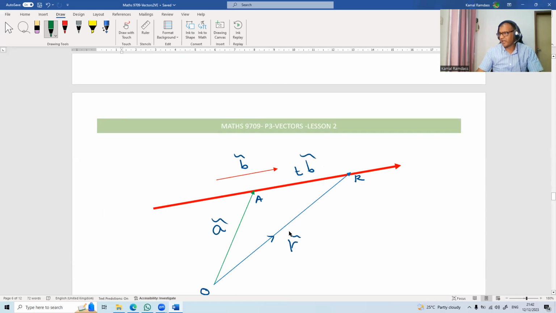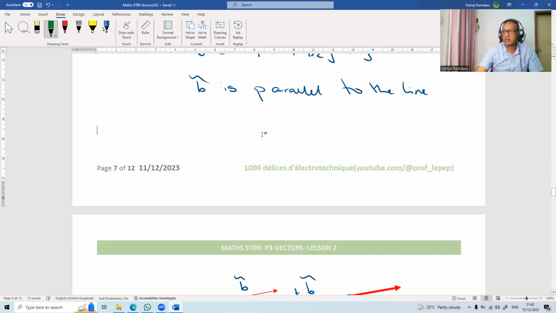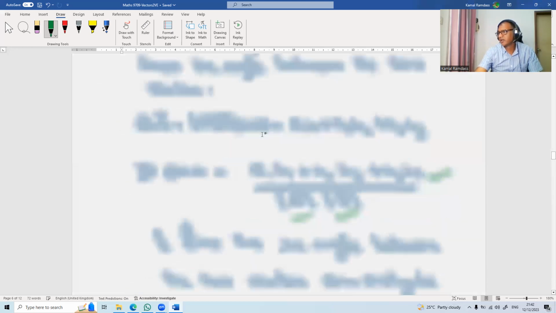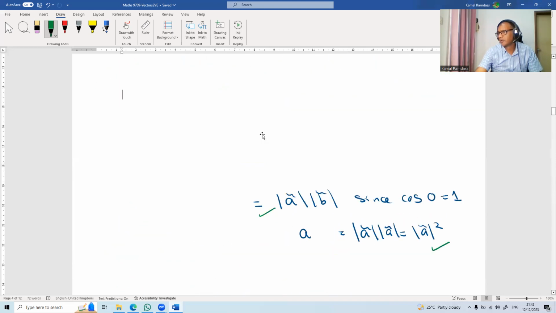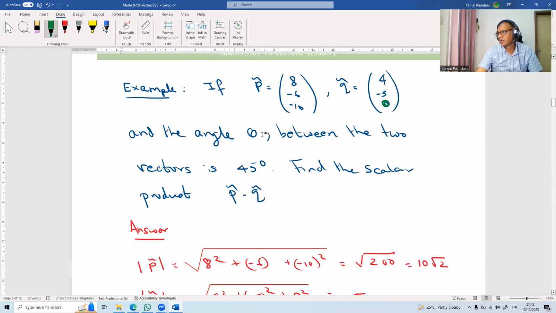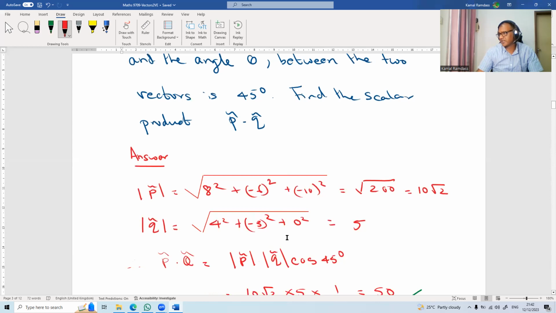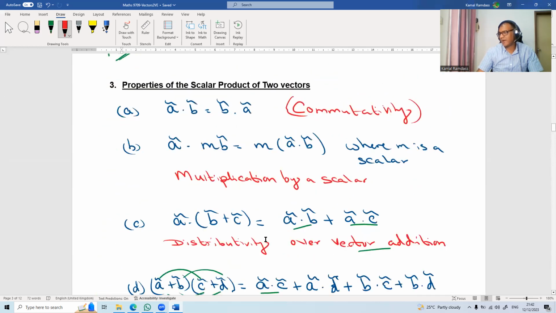Scalar product in component form. Voilà. Pour ça, là, 8 moins 6 moins 10, ce modulus, c'est 8 square plus minus 6 to the square, and then plus minus 10 to the square, OK. Et là-bas aussi, pareil.